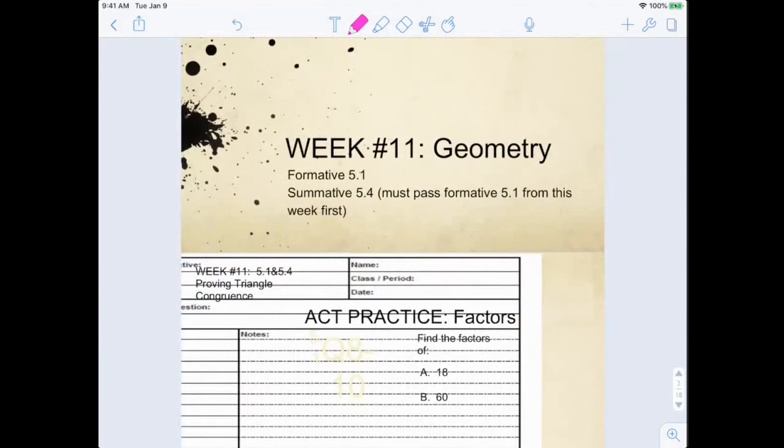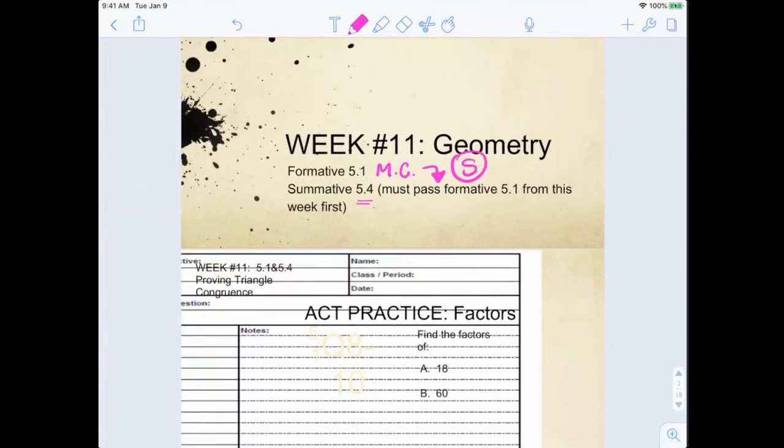So moving on to our content for week number 11, we have got two things this week. We have got a formative 5.1, which is multiple choice. It deals with really just the notational piece for what we're going to do in 5.4. So you do need to pass the 5.1 multiple choice with an S. Once you do, you will see 5.4. So you will not see 5.4 until the 5.1 is a score of an S.